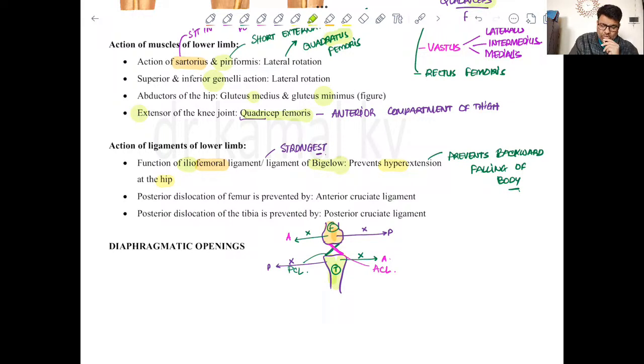So dislocation, it is better you write translation, right? So anterior translation of the tibia is prevented by ACL, and similarly posterior translation of the tibia is prevented by PCL. Then posterior translation of femur is prevented by ACL. Clear? So this is how you can remember, it's not that difficult.